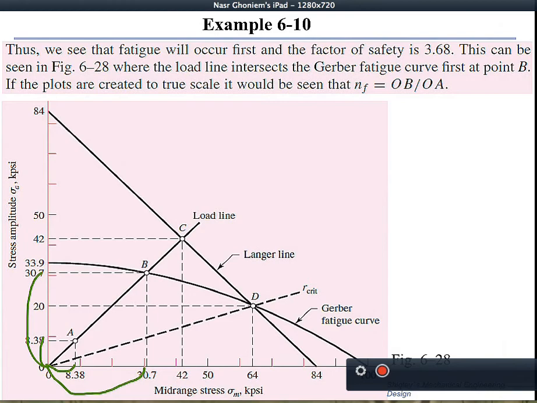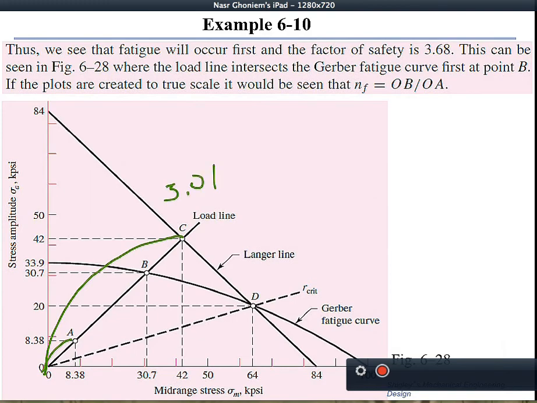All of these are the same as the safety factor NF. This is the fatigue safety factor. The yield safety factor, the safety factor against yield on first cycle, is the ratio of this length divided by this length, and that is 5.01.